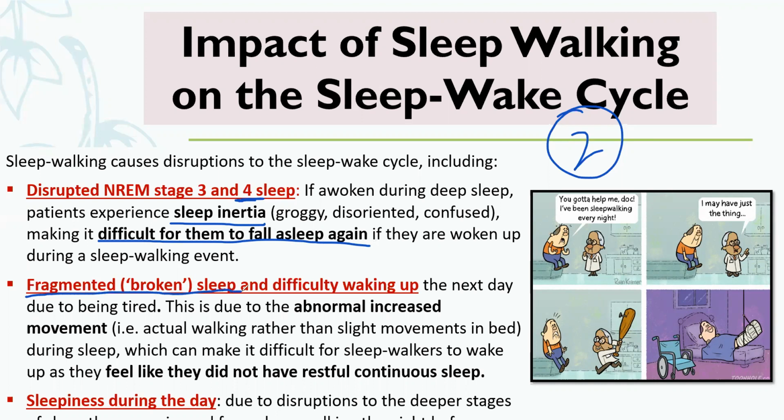Fragmented or broken sleep. So obviously, if you're doing 10,000 steps every night, you're going to feel very tired the next day. That's going to lead to a lot of sleepiness during the next day. And it's also going to lead to a lot of broken sleep, because you have moved too much during sleep. There's normal movement like tossing and turning in bed, and then there's abnormal movement like actually getting up and walking. So sleepwalking is that example of the abnormal increased movement. And so when you wake up, you're going to feel like you didn't have restful continuous sleep, obviously, because you were walking around the house when you were in your deeper stages of sleep.